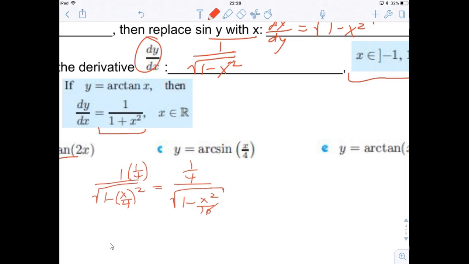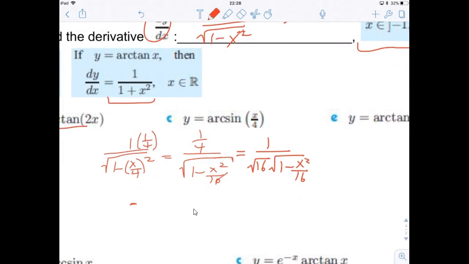On the bottom, right? Now, if I multiply this 4 times the denominator, that would be the equivalent of multiplying by 16 inside the square root sign, right? Because it would be 1 over the square root of 16. I could put the square root of 16 inside the square root sign. So I would have 1 over the square root of 16 times 1 minus x squared divided by 16. And then if I distributed the square root of 16 there, I would get 1 over the square root of 16 minus x squared. Okay.